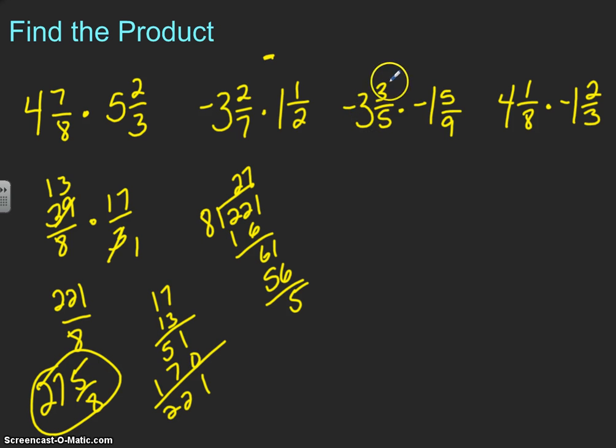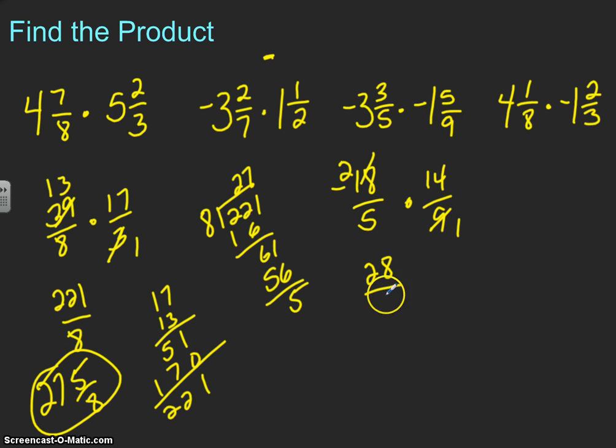So it's 5 times 3 is 15, plus 3 is 18 over 5. That's a negative. 9 times 1 is 9, plus 5 is 14 over 9. Well, this is kind of good here because that's 1, that's 2 now. So I get 28 over 5. Well, 5 goes into 28 5 times with a remainder 3 fifths. There we go. And we said it's positive.